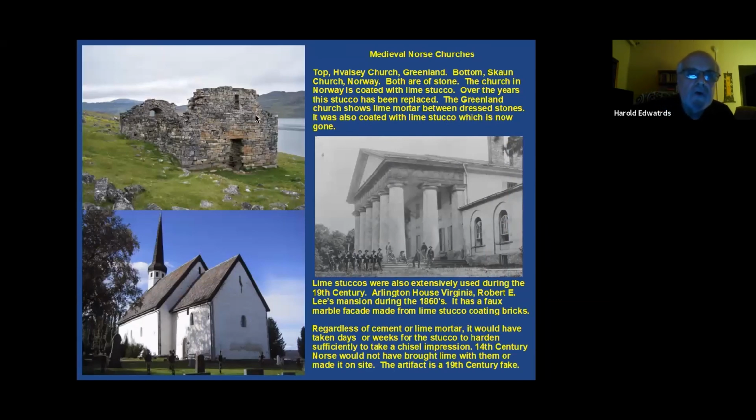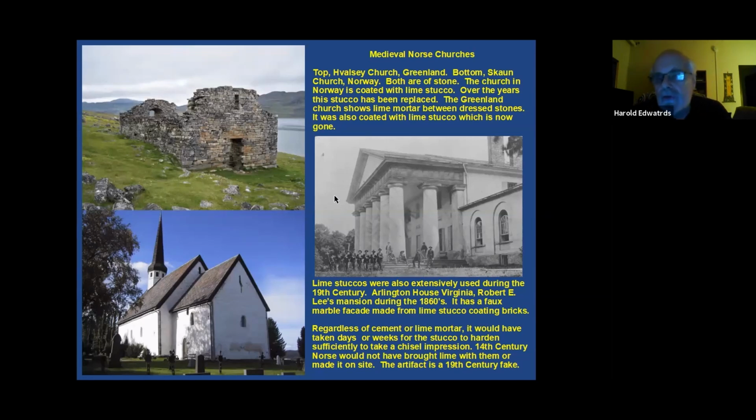The top photo is the remains of a church in Greenland. There's lime mortar between the stones there, and it probably was covered with a stucco coating. Lime mortars, when they're used as a paint-like coating, are called stuccos. The church in the bottom left-hand side is a church in Norway that's about the same age, and it shows this white stucco coating that's been renewed over the years, so it looks fresh, whereas the lime stucco coating in the Greenland church has weathered away.